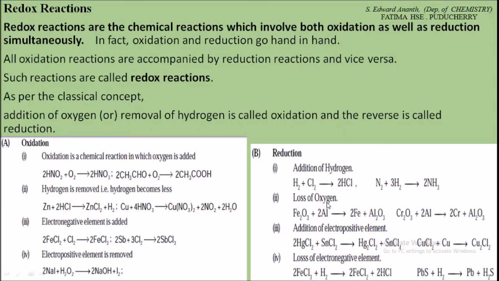Loss of oxygen. Fe2O3, when it is treated with aluminium, iron oxide has been reduced to iron, Fe. So it is an example for reduction. So chromic oxide, Cr2O3, when it is heated with aluminium, chromic oxide is reduced to chromium. So addition of electropositive element, loss of electronegative element are all said to be reduction reactions.